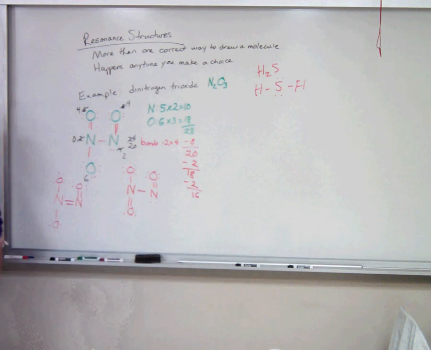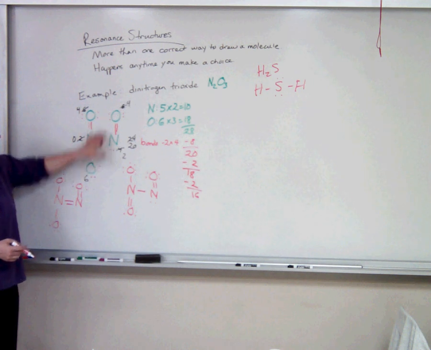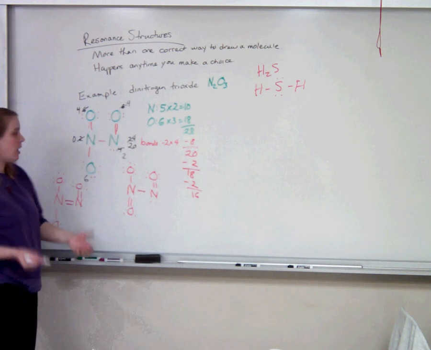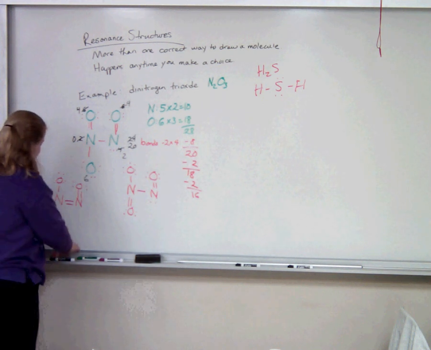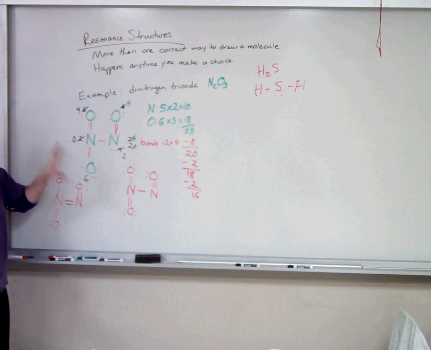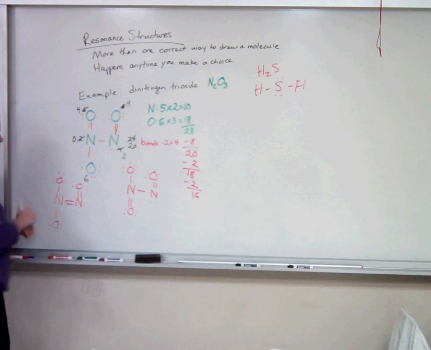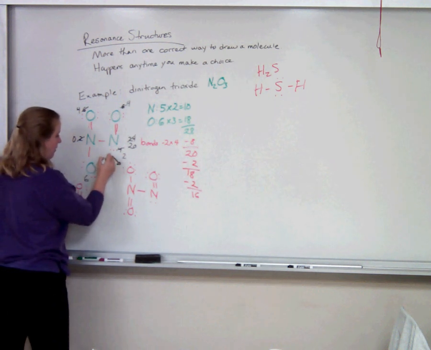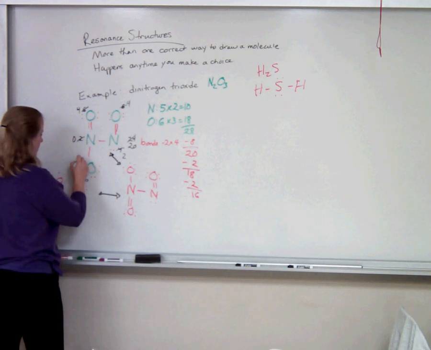Okay? In all of these structures, I have 2 single bonds, 2 double bonds, and 8 lone pairs left over. It just depends on who gets the double bonds and who gets the lone pairs. So because all 3 of these would have been equally correct ways to draw this molecule, we call these resonance structures, and to indicate that these are resonance structures, we do a double-headed arrow between all 3 of these pictures.